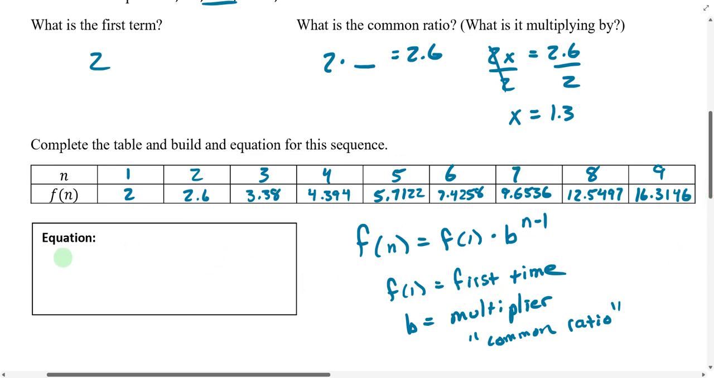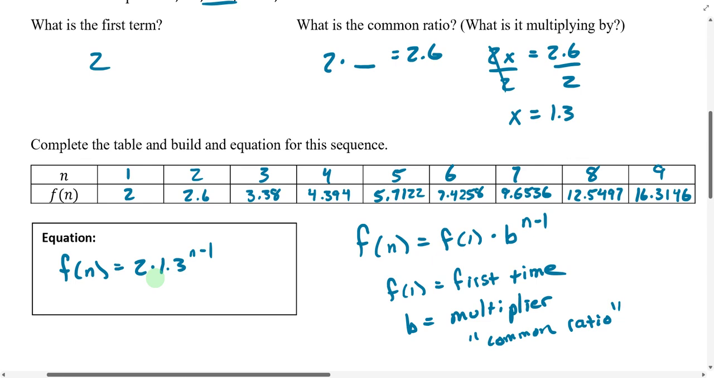So I'm going to go ahead and write my equation. I'm going to say f of n equals the first term, which is 2, times our multiplier, the common ratio, which is 1.3, raised to the n minus 1 power. This is my equation.